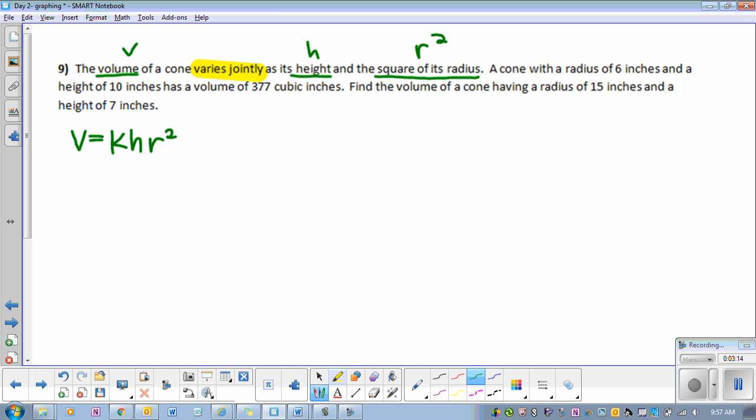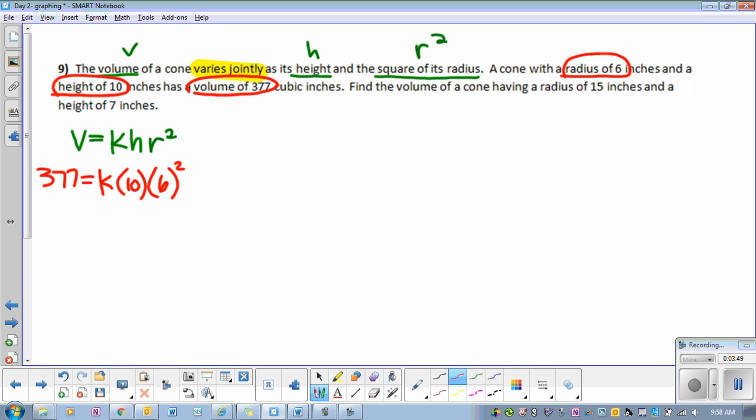That's my equation. So now the next part tells me how to find the K. A cone with a radius of 6. Radius. Yeah. So 6. Oh, but radius is what? Squared. So you gotta make sure you square that. And a height of 10. Okay, so my H is 10. You don't know K, right? Equals 377. Volume is 377.